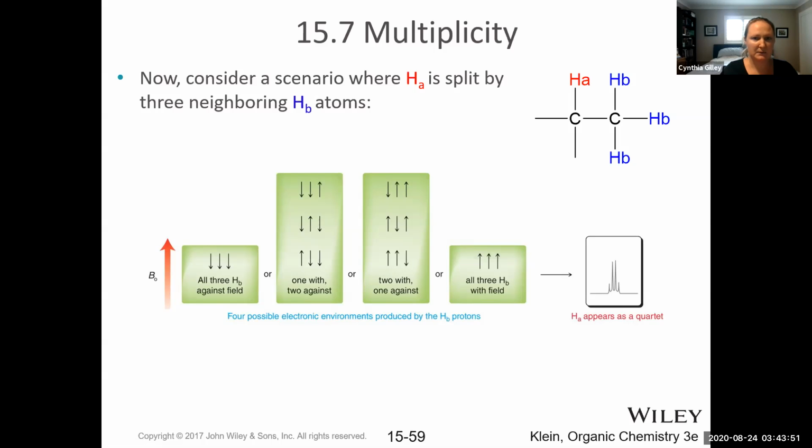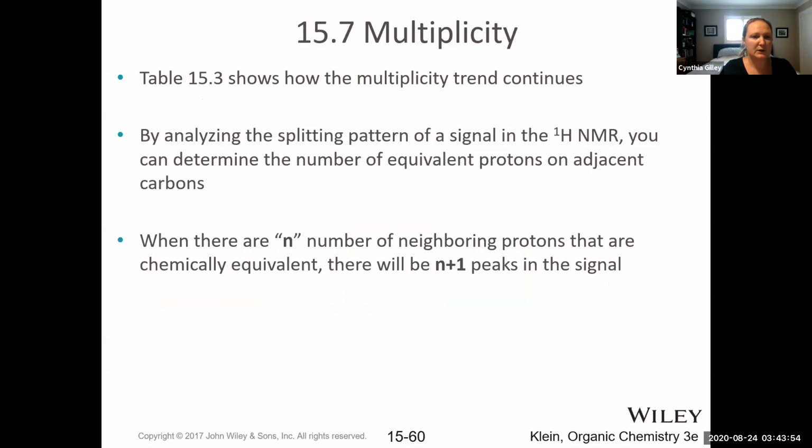Are you starting to see a pattern? Okay, so you can look in the book and there's a table that talks about how the multiplicity trend continues. And what you can do is analyze the splitting pattern when you see a signal in the proton NMR, assuming it's a simple pattern. Again, some signals don't produce a simple pattern. But if it's a simple pattern, then you can analyze it to determine the number of equivalent protons on adjacent carbons. And what we do is we use what's called the n+1 rule, which basically says that n is the number of neighboring protons, and therefore you will get n+1 peaks in the signal.